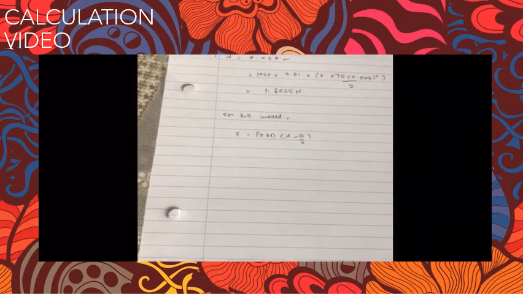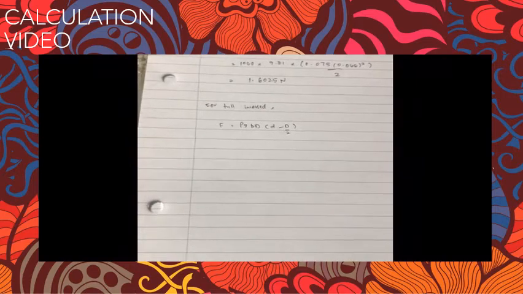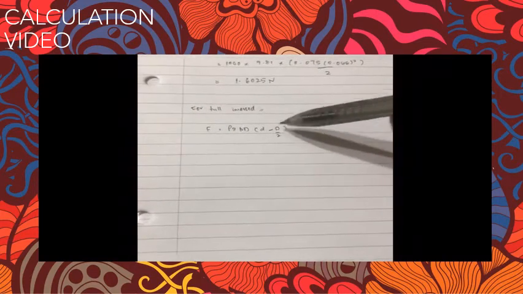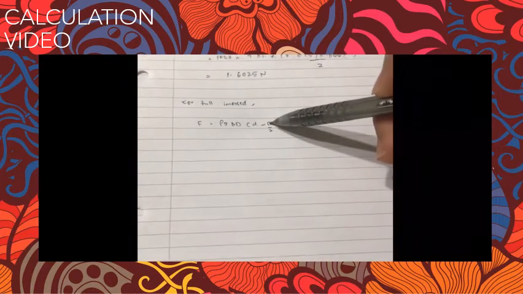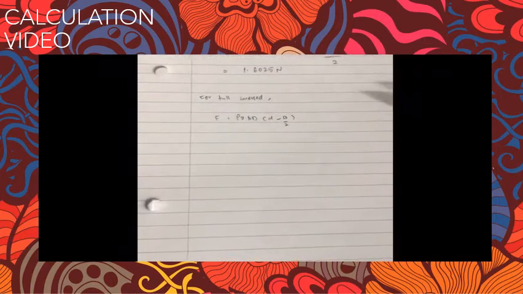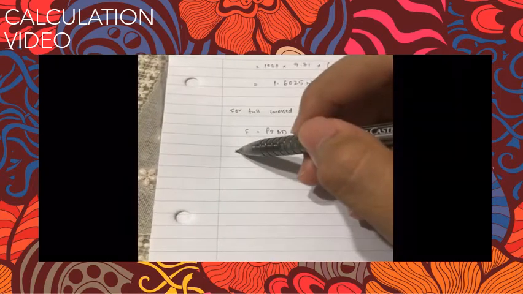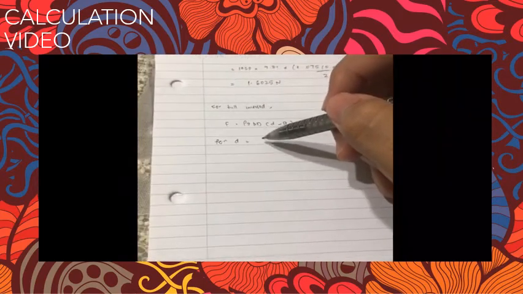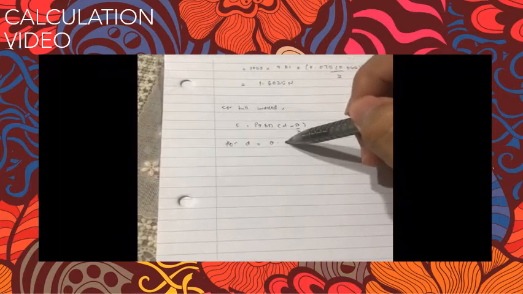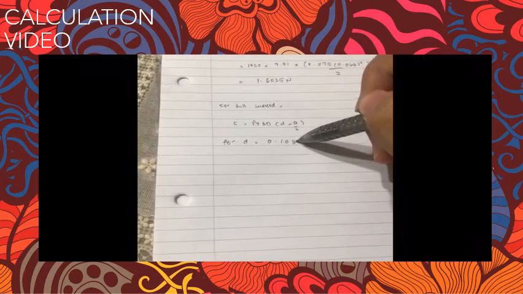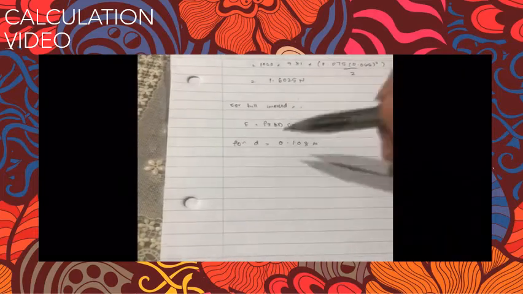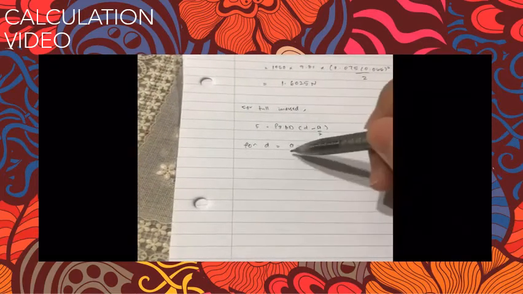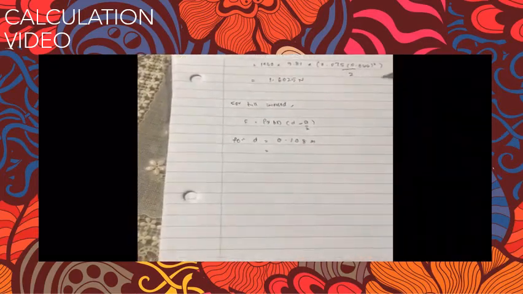The formula is F equals rho g B D times (D' minus D over 2). Here D' is the height of the quadrant. So for D equals 0.108 meter, we just substitute the value of D.